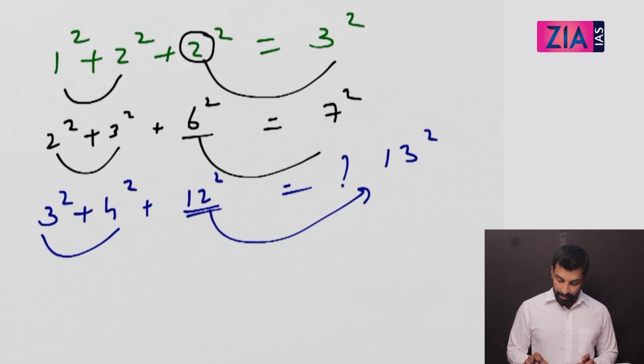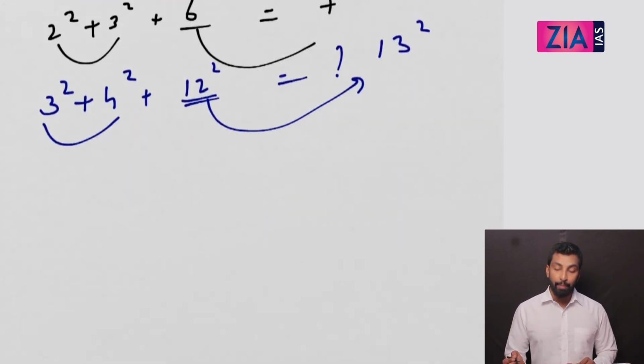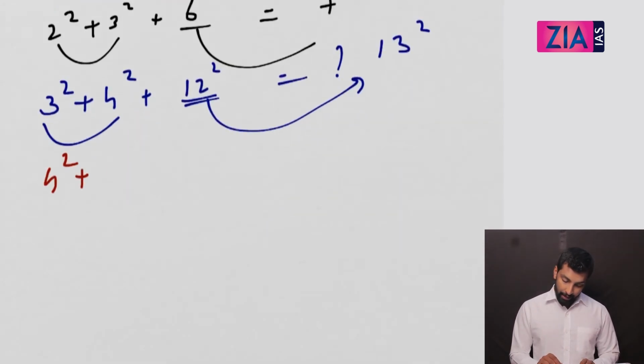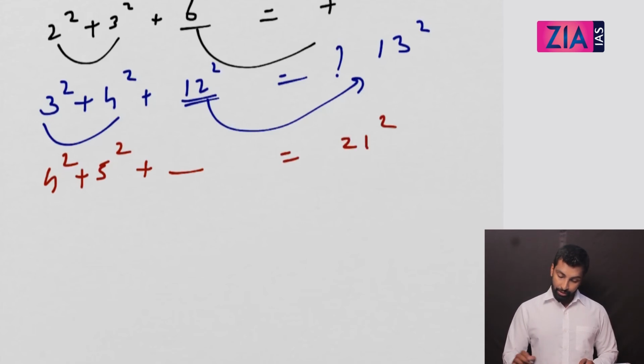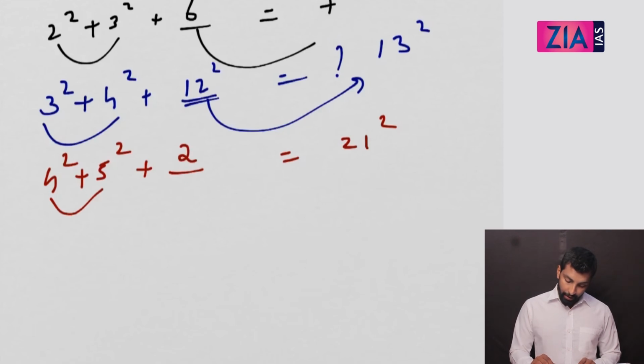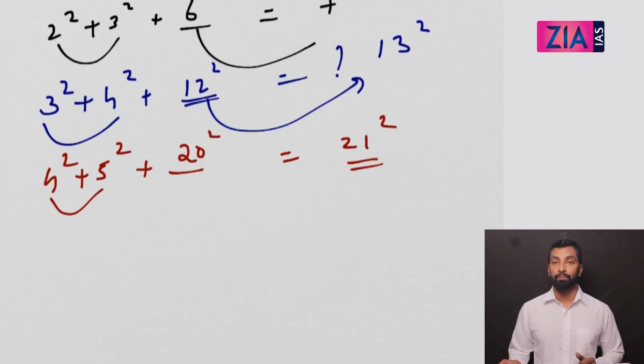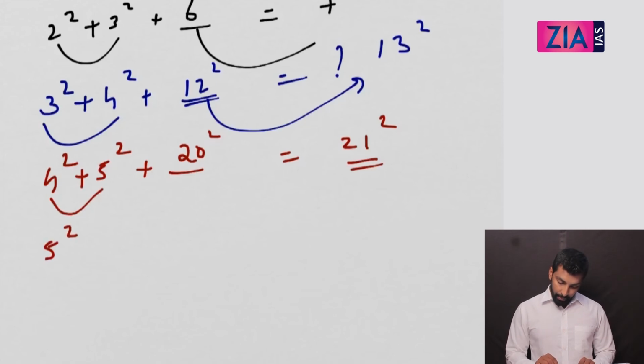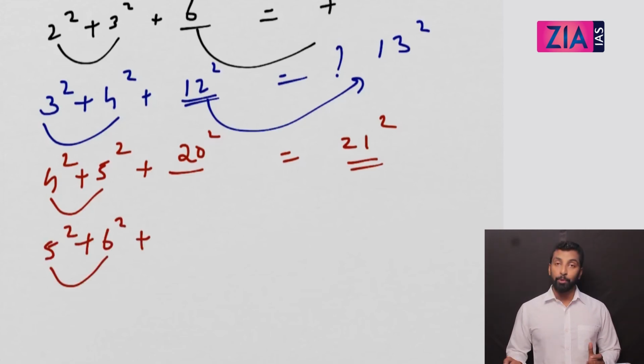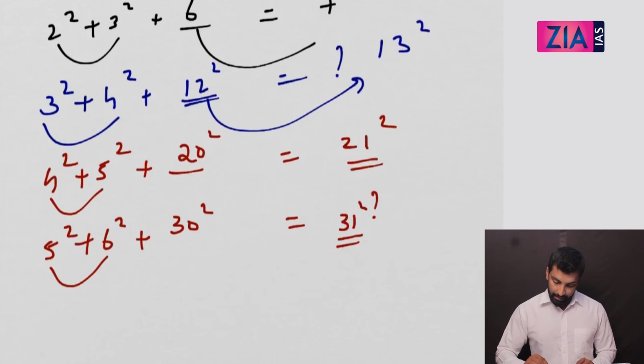So this is one question, right? Now if I make a question like this, 4 square plus 5 square plus dash is equal to 21 square. So the answer is direct, right? 4 into 5, that is 20. If this is 20 square, then only the right hand side becomes 21 square. This is a pattern. Now if I write 5 square plus 6 square plus this product, 30 square, what is it? If I give you a question like this, you don't want to add all this, you can just write this as 31 square, the next number of this.